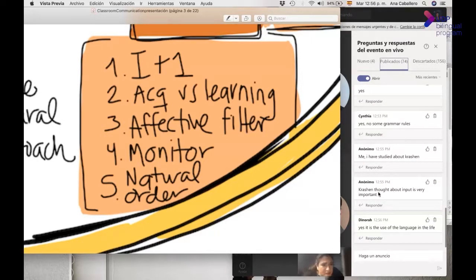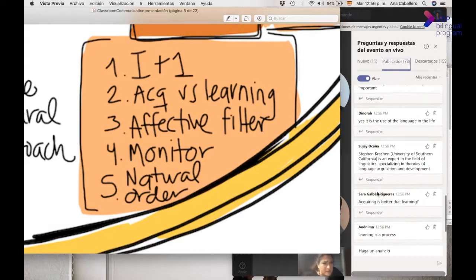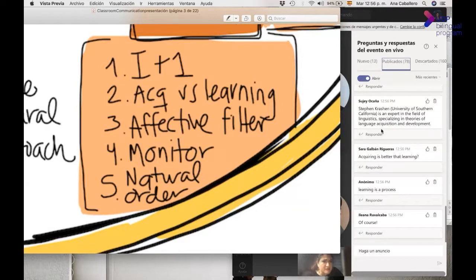Yes, input plus one is very important, and we have to be careful with what we say and what we teach. It's not that acquiring is better than learning. Learning is a process, but it goes hand in hand.